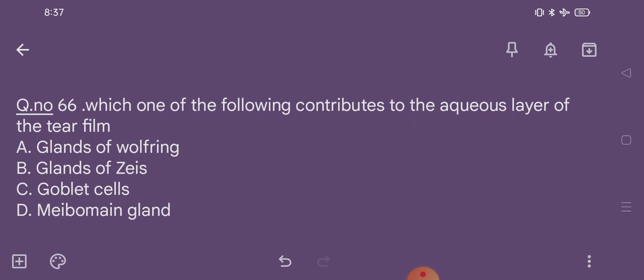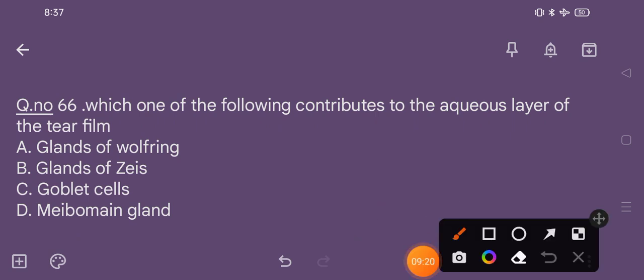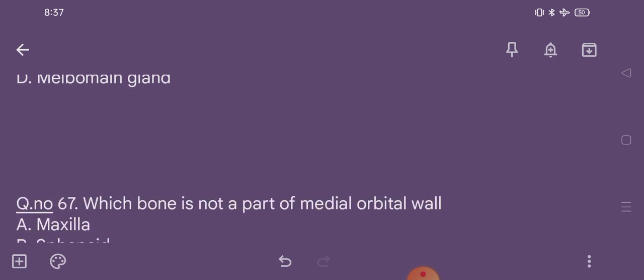Question number 66 is which of the following contributes to the aqueous layer of the tear film? Option A is glands of Wolfring, option B is glands of Zeis, option C is goblet cells and option D is Meibomian gland. So the correct option is option A, that is glands of Wolfring.